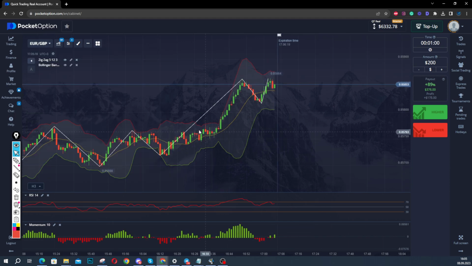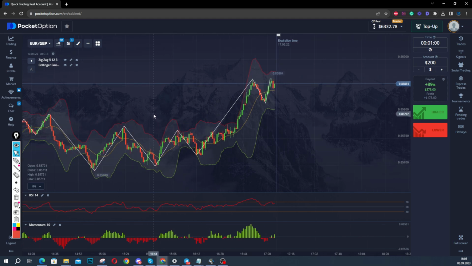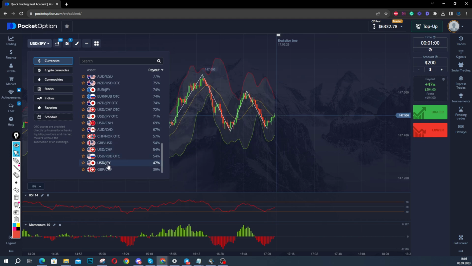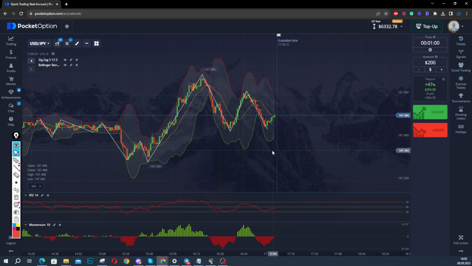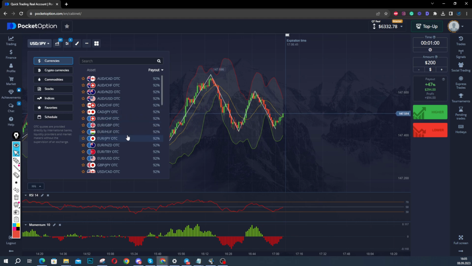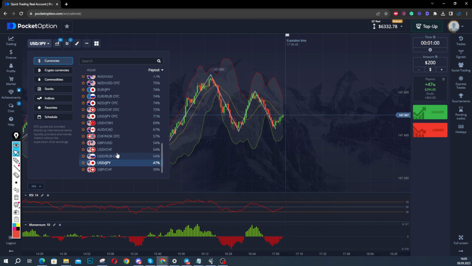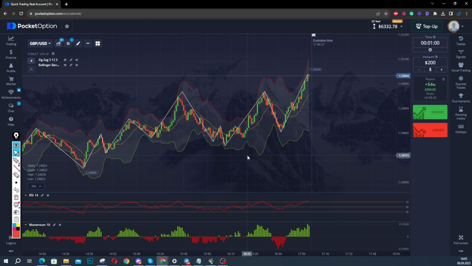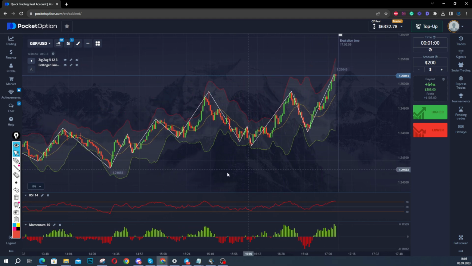Let me use the euro pound. No, there are no trading chances at the moment. US dollar, Japanese yen. Also no chance to trade here. Pound US dollar climbing. No chances to trade. So I have no live trades for you at the moment.